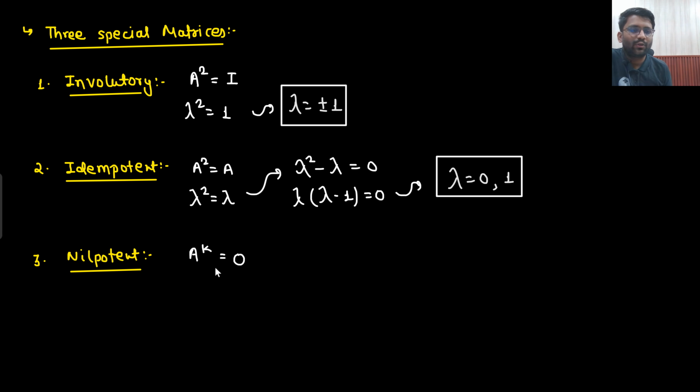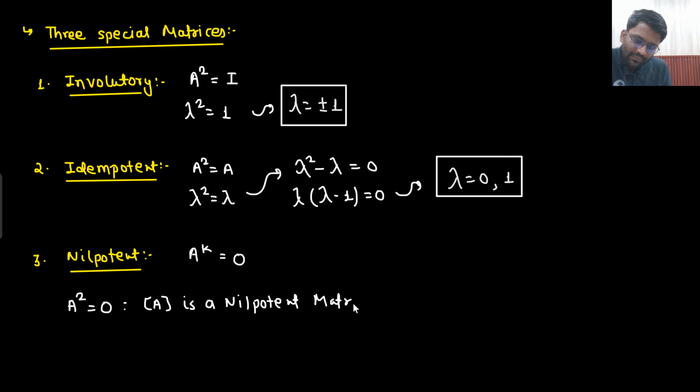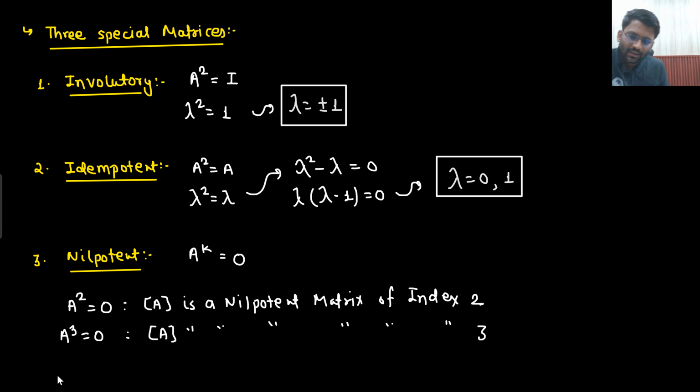What about a nilpotent matrix, A to the power k equals 0? If I do A to the power 2 and I am getting 0, what does that mean? A is known to be a nilpotent matrix of index 2. Okay, if I get A to the power 3 equals 0, then A is known to be a nilpotent matrix of index 3. And if I get A to the power k equals 0, what does that mean? A is a nilpotent matrix of index k.